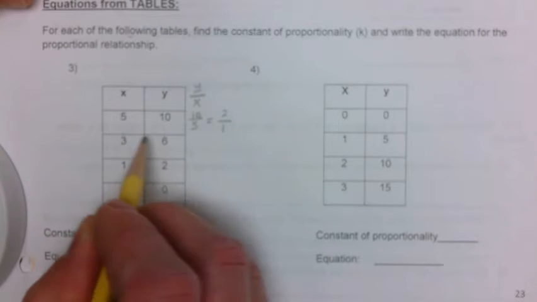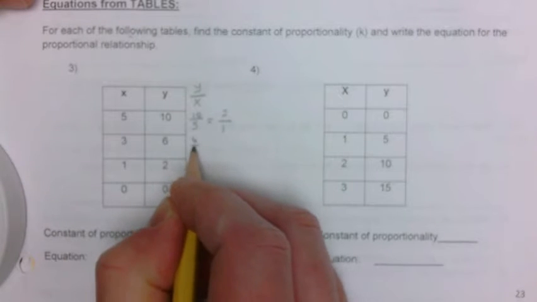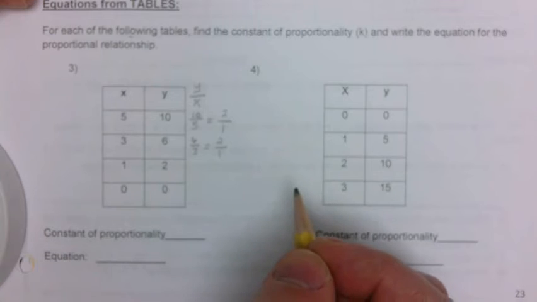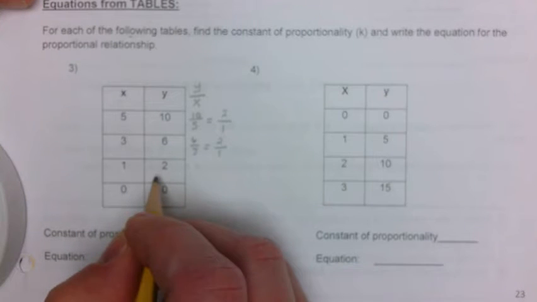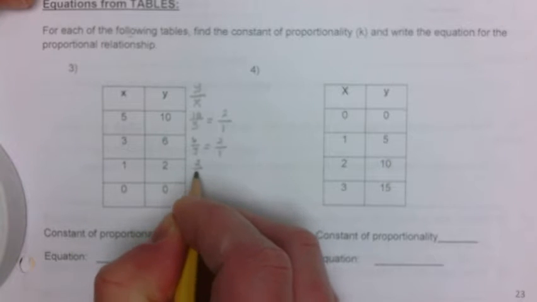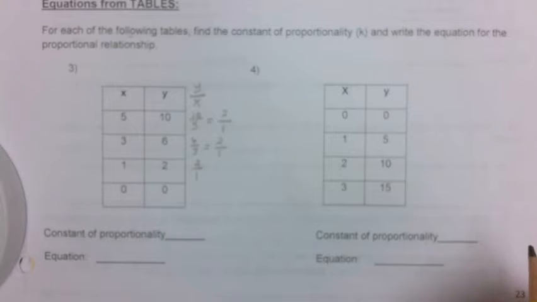Our next rate from the table, y is 6 when x is 3, 6 over 3. Divide each number by 3 to get the unit rate, and we end up with 2 over 1. Our next rate from the table, we have y is 2, x is 1, so we get 2 over 1. And this is already a unit rate because the denominator is a 1.